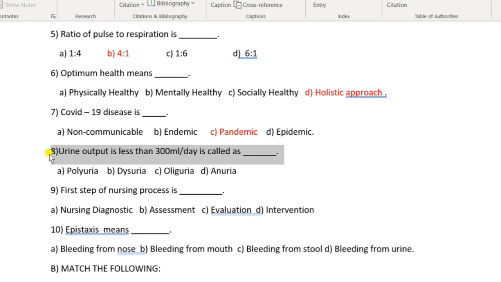Then question number 8. Urine output less than 300 ml per day is called dash. Option A is polyuria, option B is dysuria, option C is oliguria, and option D is anuria.